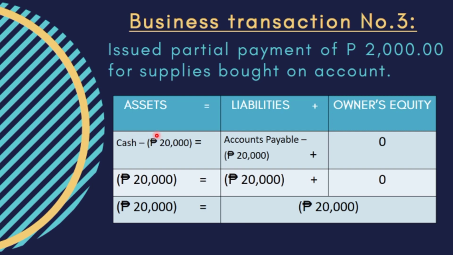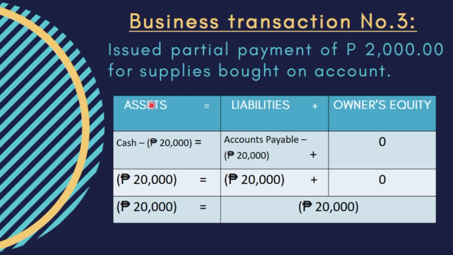As you can see, the value of 20,000 is negative since we had a payment. So our cash is outgoing, so there is a negative sign. And liabilities, accounts payable, negative 20,000. So it indicates that we decrease our accounts payable. And for our owner's equity, it is 0.